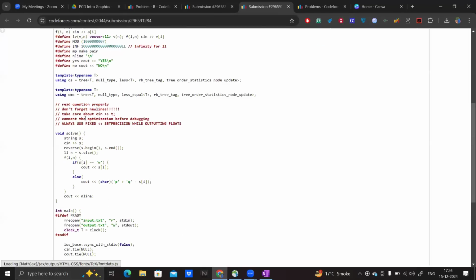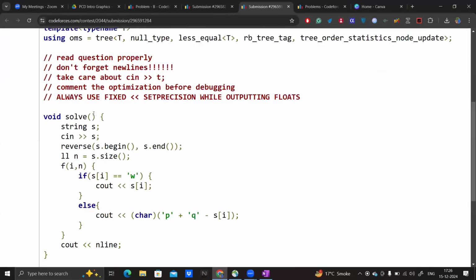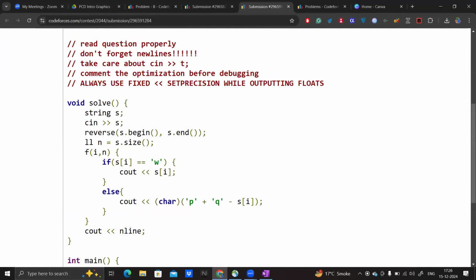Yeah, so this is the code. I just took the string S as input, then I reversed it, and I looped through it. Then if S[i] is equal to W, I printed S[i], and otherwise it is either P or Q.